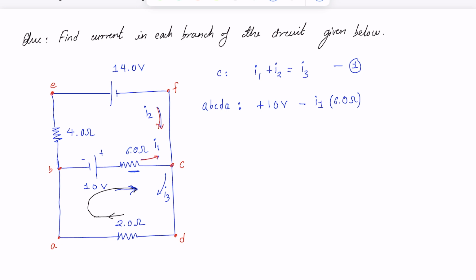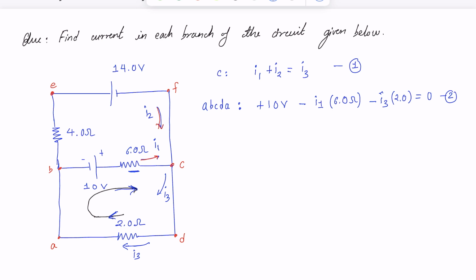Then going here we have current I3, and we are going in the direction of the current. So I3 is here, that means I3 is also here. So we are going in the direction of this current on going through the resistor with the resistance 2.0. So it's going to be again minus whatever the current going through that thing times its resistance. So you get your equation number 2.